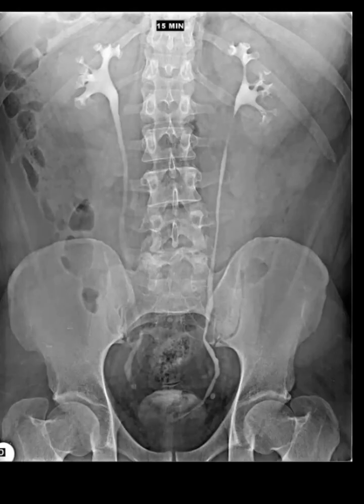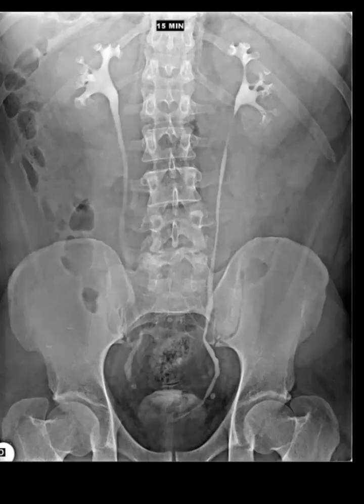This study should show that both kidneys opacify and there is a symmetrical nephrogram. Calyces should be sharp and well defined, and the renal pelvis should look good. The ureter should look smooth, not dilated, and uninterrupted, and contrast should reach the bladder well. So this first study is a normal intravenous urogram.